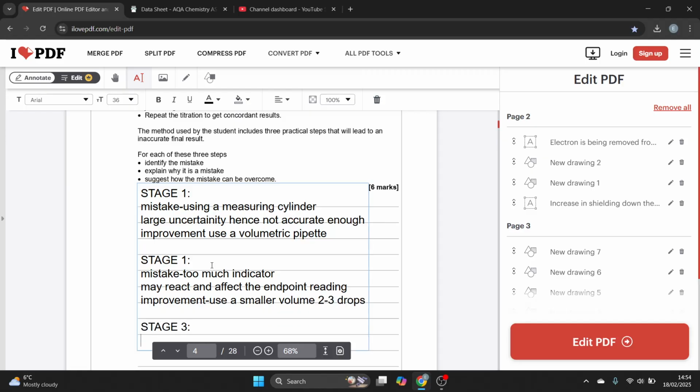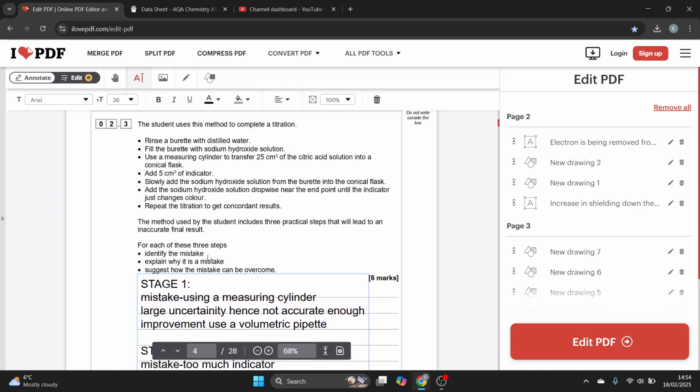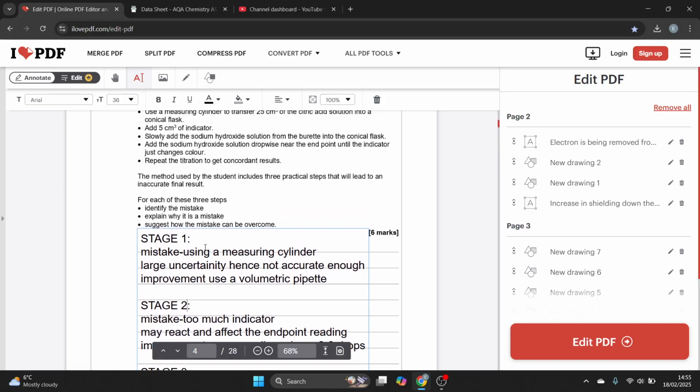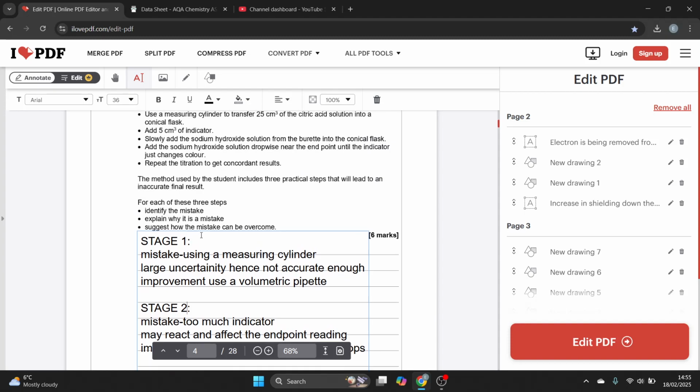Stage 3, another mistake I'm looking for. Now this one's probably going to be the most difficult to find. I've got using a measuring cylinder, use a pipette instead because of large uncertainty. That was an easy one to spot. The second, stage 2, use too much indicator. That's also not too difficult. But the third one, well, I'm going to talk about.